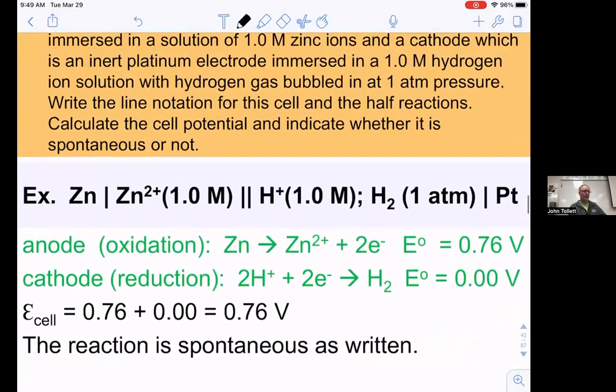So we're going to quit there. So we went through, let's see, we talked about the electromotive force. We also learned how to write and draw a wet cell battery and calculate its cell potential. And then we learned how to use line notation.